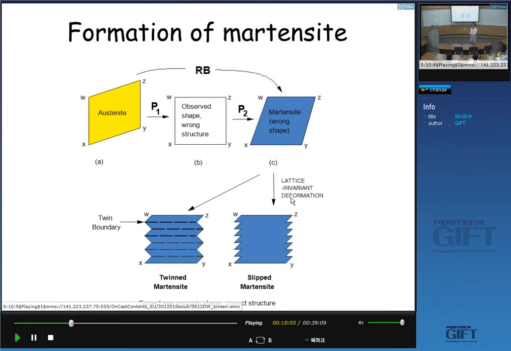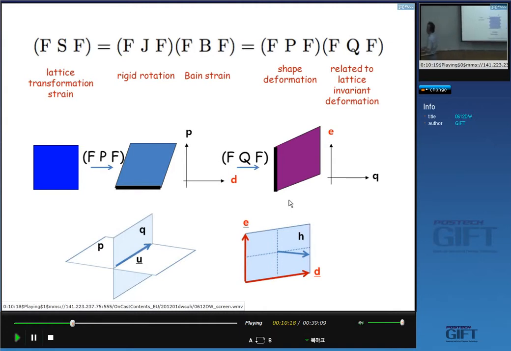Transformation between the invariant planes. The reason why I want to factorize the invariant line strain into these two invariant plane strains... maybe there are many ways to factorize, I'm not sure. But what I want to do is to know the shape deformation.